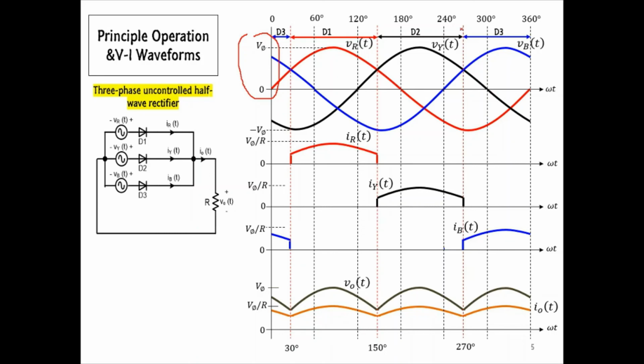Other than that, based on the ranges, we can calculate the conduction angle of each diode. Based on the labels, the conduction angle of each diode is 120 degrees or equivalent to 1/3 of a complete cycle of the half-wave rectifier operation.